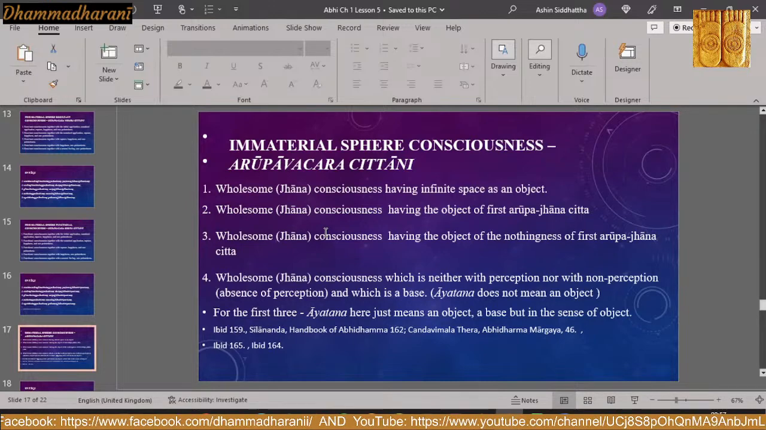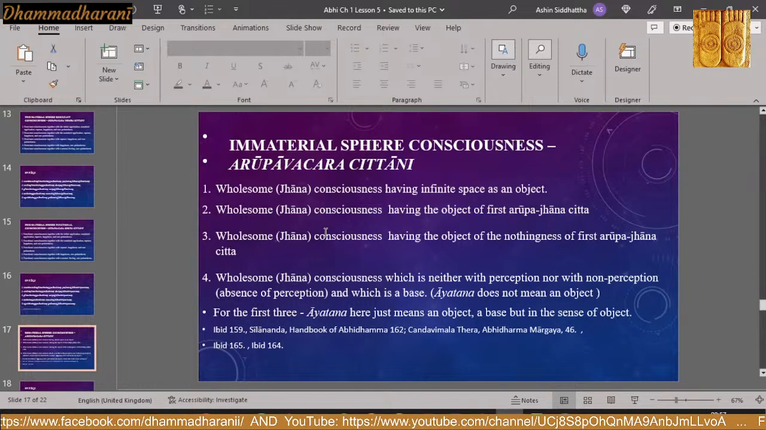These are actually very, very subtle levels. So we are going to learn at the textual level. Those who want to practice had better go to meditation centers, and they have to practice for a long time to reach those levels.